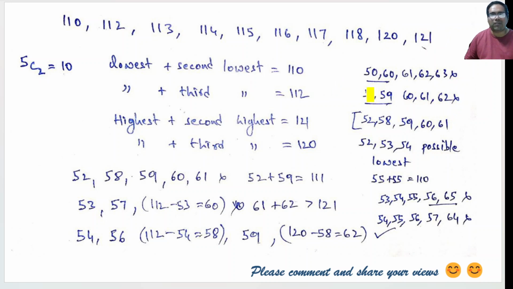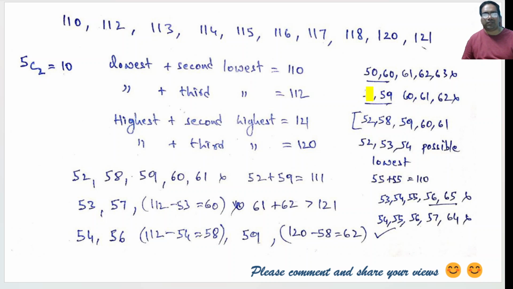If the lowest is 51, then the highest number we can have is 62, which is not possible, because if it is 62 and 61, the sum is going above 121. So 50 and 51 are clearly not possible.